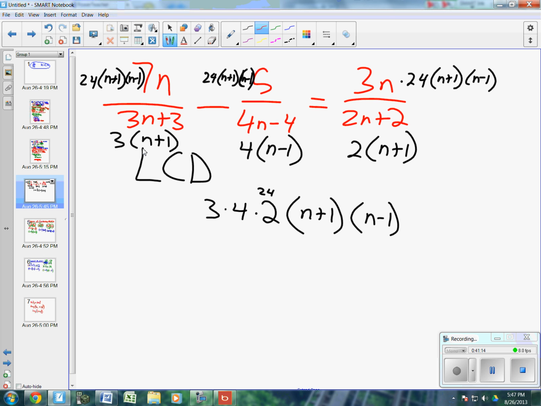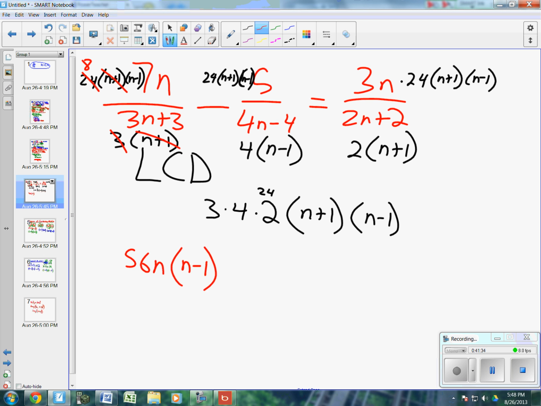Well, I know that this factor right here factors into 3 times n plus 1. 3 will go into 24 8 times, and the n plus 1's cancel out. So I'm going to be left with 8 times 7 is 56 times n minus 1 in this one.